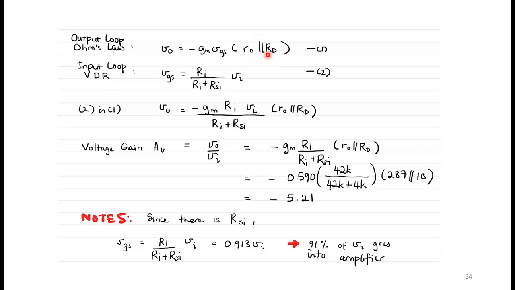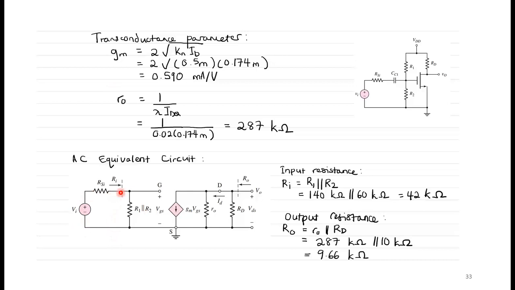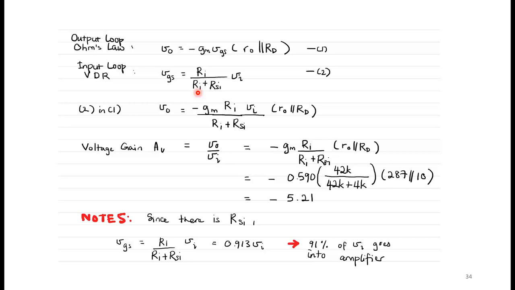And the input loop is the voltage divider rule between RSI and Rin. So VGS equals Rin over Rin plus RSI times Vin. And replacing VGS in the expression for Vout gives me this. So when I have an equation that has Vout and Vin on the left and right, I can rearrange and take Vin here. I would therefore have this expression of Vout over Vin, which equals this value, just as we explained just now, but here it's handwritten so that I can do this with pen and paper. And then I get this value of negative 5.21.